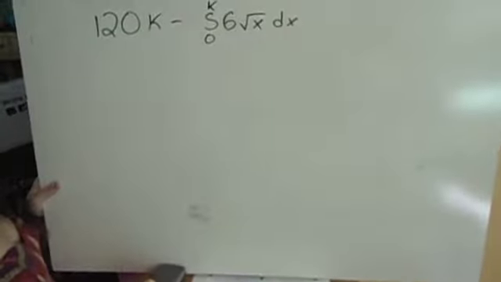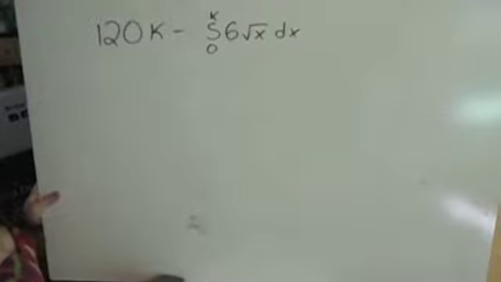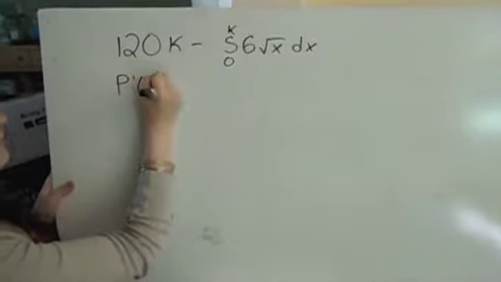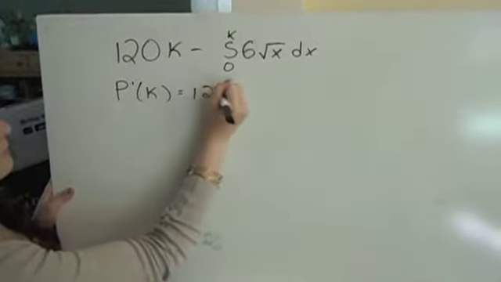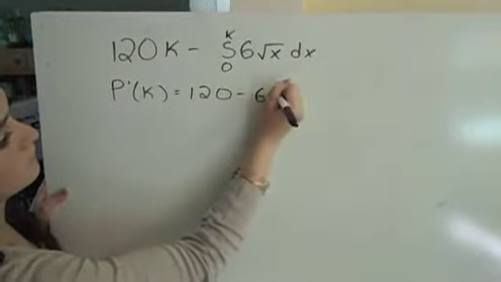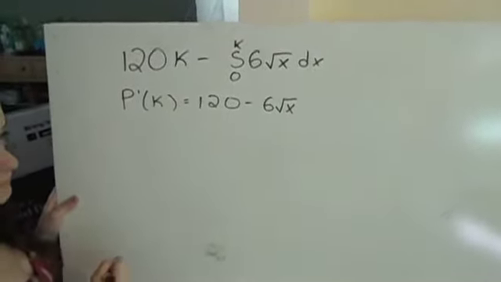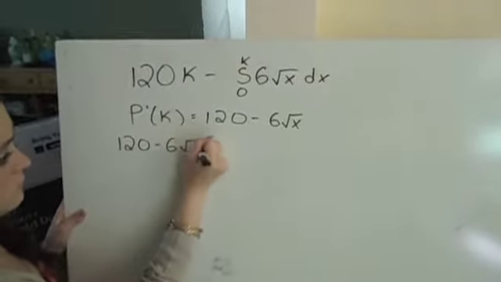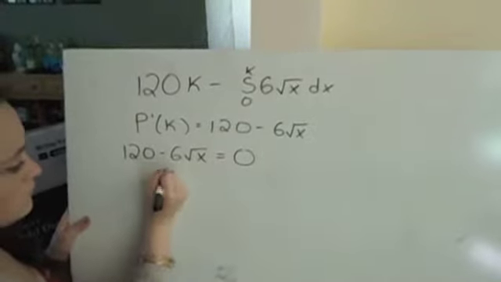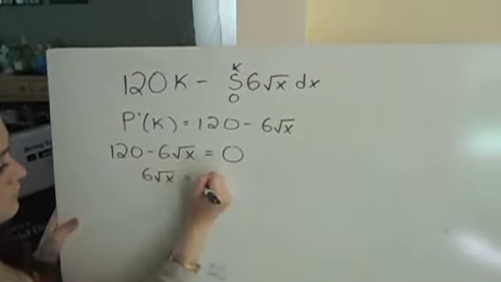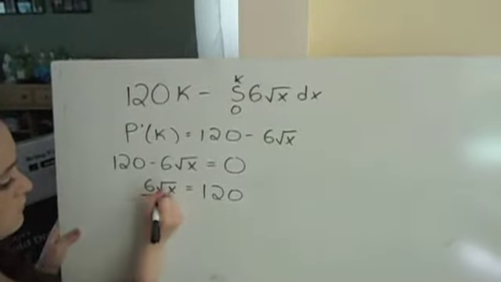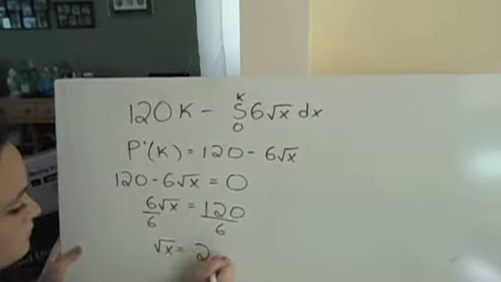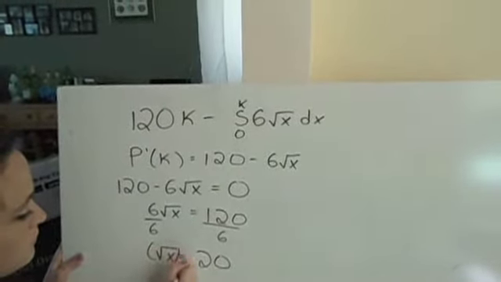Now to go about solving part D, you need to take the answer from part C and find the derivative of it. When you find the derivative of this equation, you get 120 minus 6 radical x. Now the next thing you have to do is set that equation equal to 0 and solve. When you do that, you get 6 radical x equals 120. Then you get radical x equals 20. And then you get x equals 400.